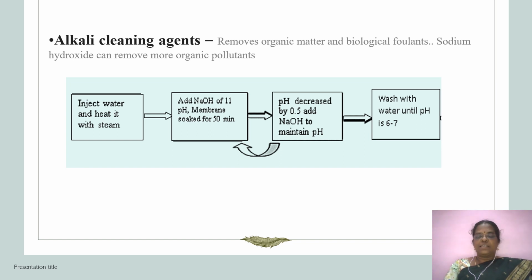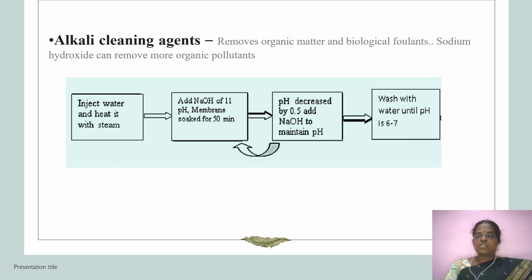If the pH is decreasing because of the reaction with the organic substance and biological foulant, pH will decrease. Okay, when it has decreased by 0.5, again what we do, we add this 11 pH NaOH. Again, we allow it to stay for a longer time, say 50 minutes. Okay, until the pH stops decreasing, we have to repeat this process. Once the pH decrease has stopped, then we have to go for water washing.